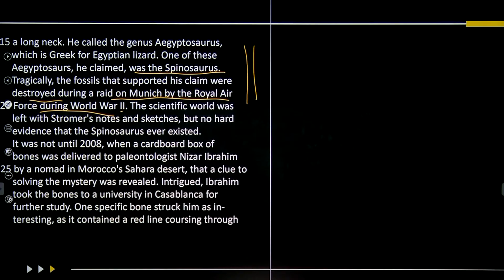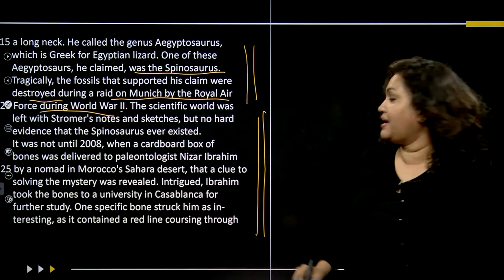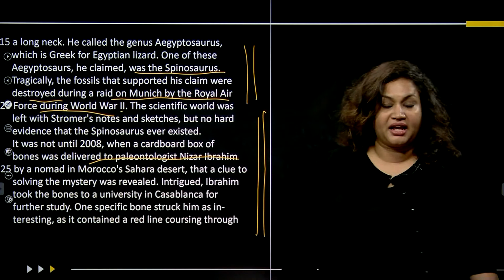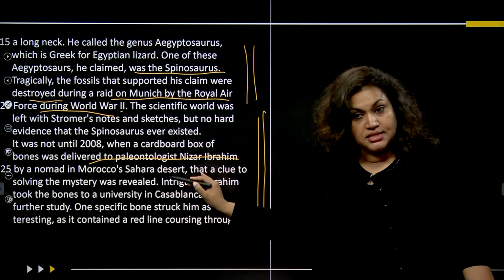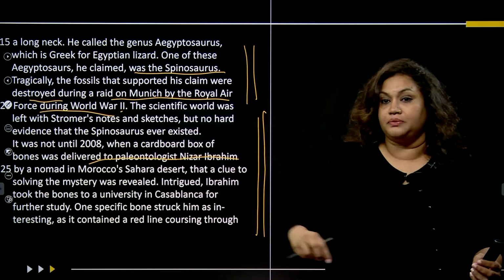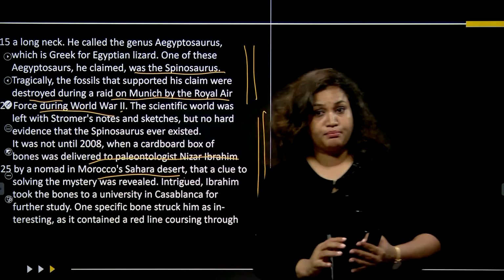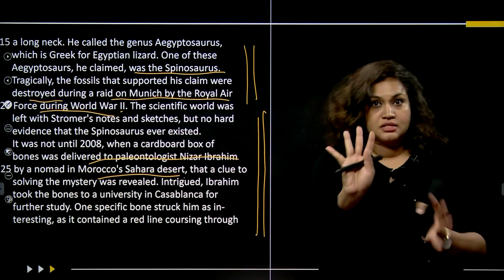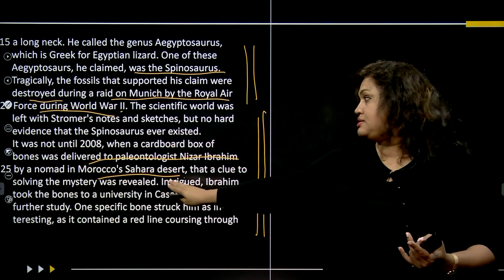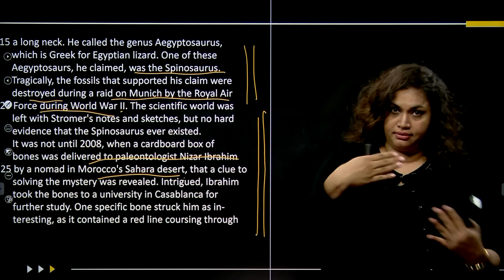Now here, in this, we are going to make notes that it was delivered to Nizar Ibrahim. This line is important in this. So it was lost in a raid, and they got it in the Morocco Sahara Desert. This is very important. It was delivered to Nizar Ibrahim and it was found in the Morocco Sahara Desert. So this is what is important in this part.